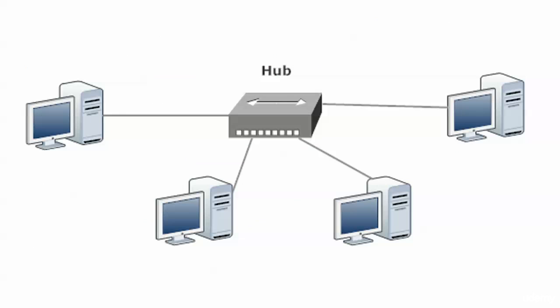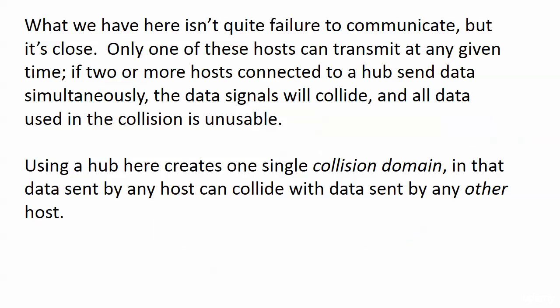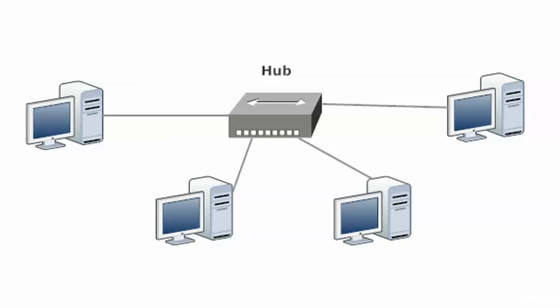And here's that symbol I was talking to you about. If you see this on your exam, job interview, practice exam, wherever, you've got to know that's a hub and not be told. So you're looking at one line, I should say, with an arrowhead on each end. And so we're looking at a hub here with 4 PCs, and what we have here isn't quite failure to communicate, but it is close, because only one of these hosts can transmit at any given time.